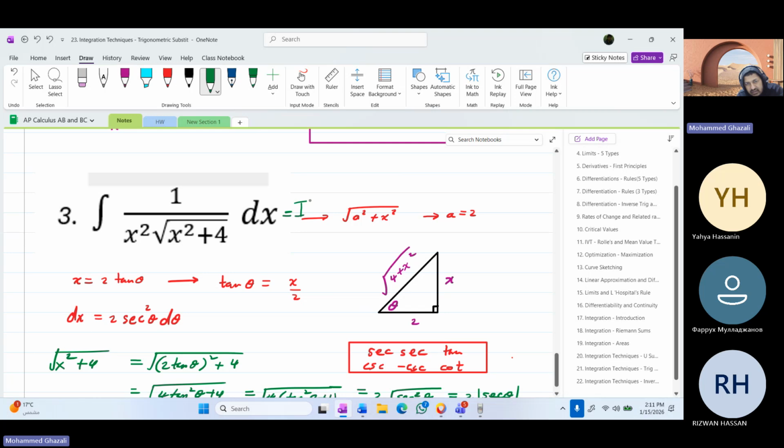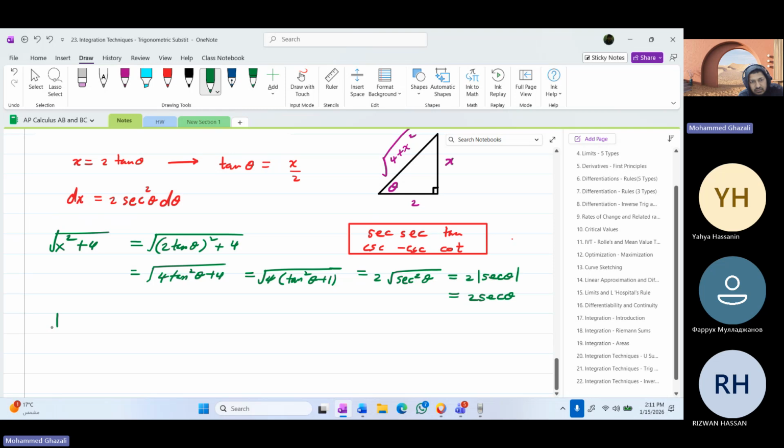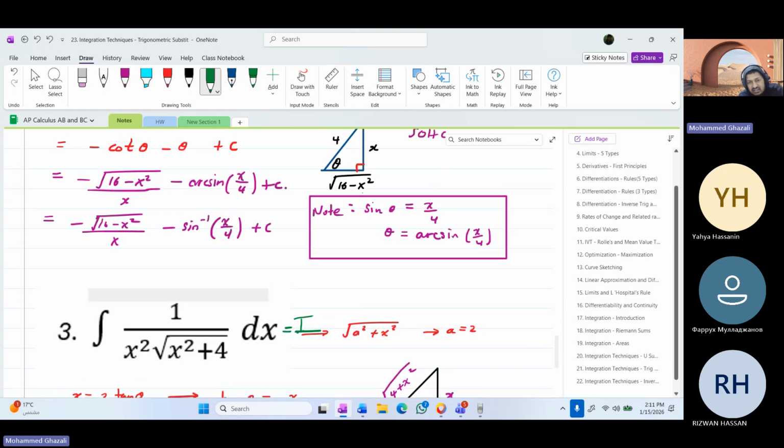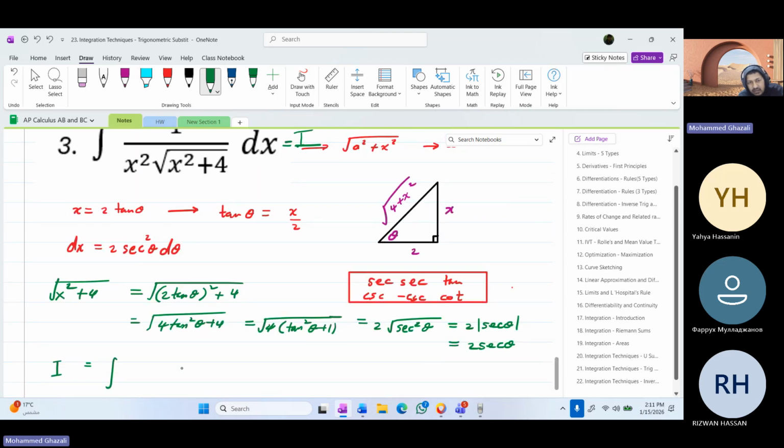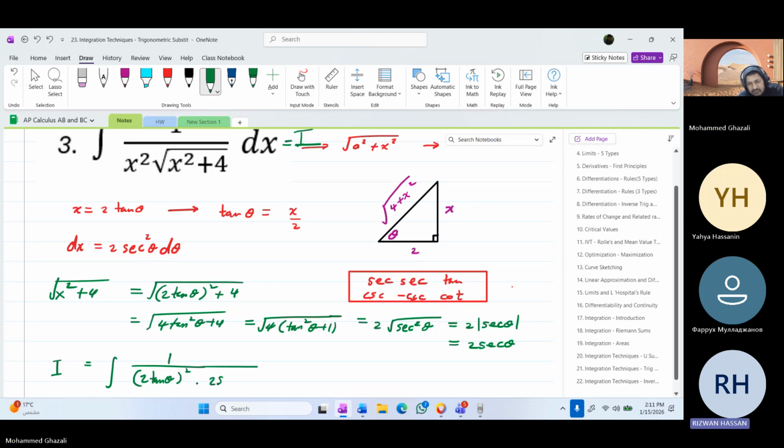Remember, we're always calling the main integral I. So what's the answer for I? The integral is now equal to 1 over, what is x squared? x is 2 tan theta, so 2 tan theta squared. Then the square root of x squared plus 4, we simplified, that is 2 sec theta, right? And what was dx? dx is 2 sec squared theta.